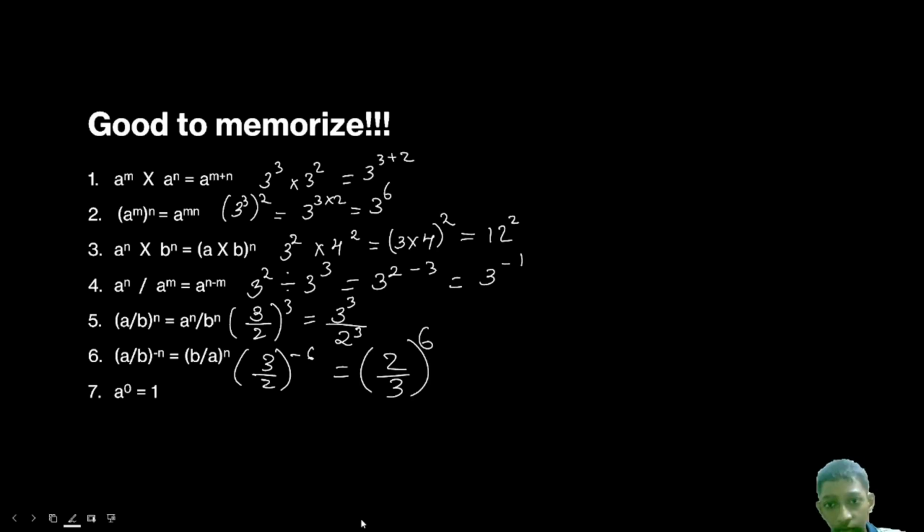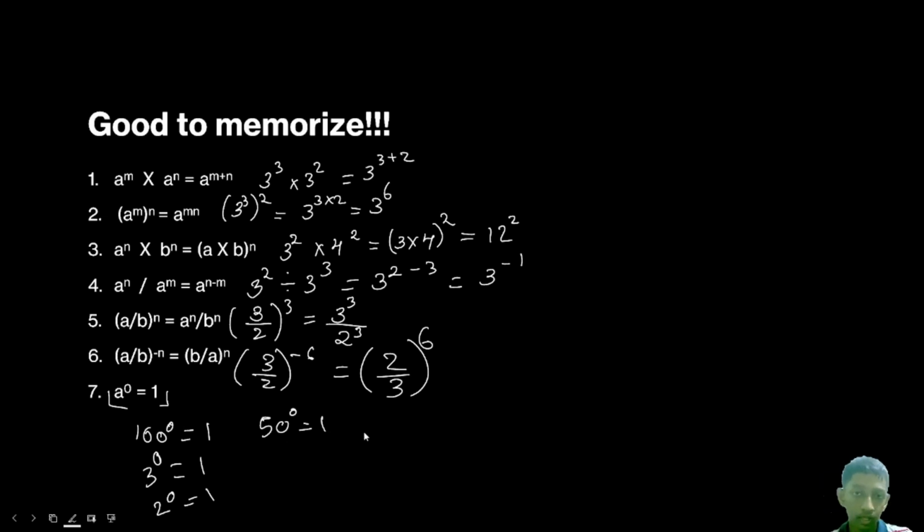Now let's move to the last law. a raised to the power of 0 is equal to 1. Any number raised to the power of 0 is always 1. 100 raised to the power of 0 is 1. 3 raised to the power of 0 is 1. 2 raised to the power of 0 is 1. 50 raised to the power of 0 is 1. Now let's go to the next slide.